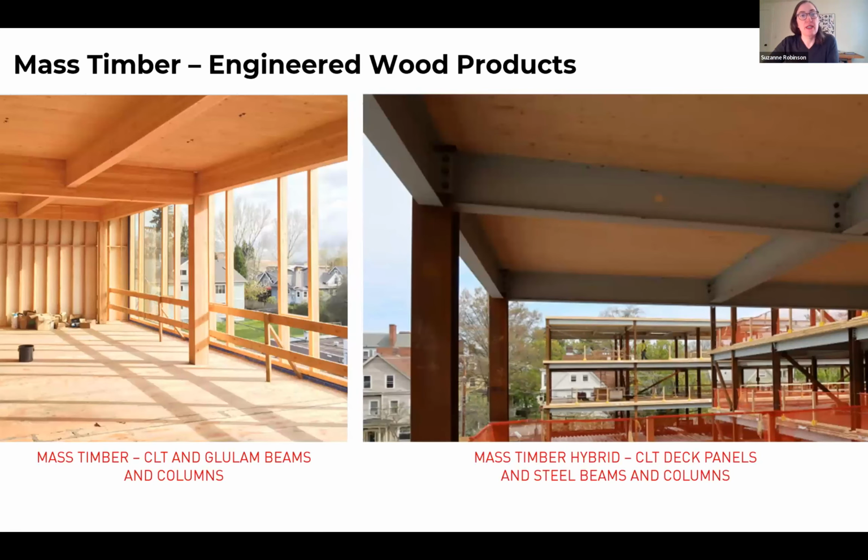With mass timber engineered wood products, we have CLTs, we have glulam beams. Sometimes we'll see a full mass timber structure where the beams and the columns and the floor are all mass timber. Or you can have a hybrid where you still have, for instance, the structural steel beams and columns, and then you have the wood CLT deck for your wood flooring.